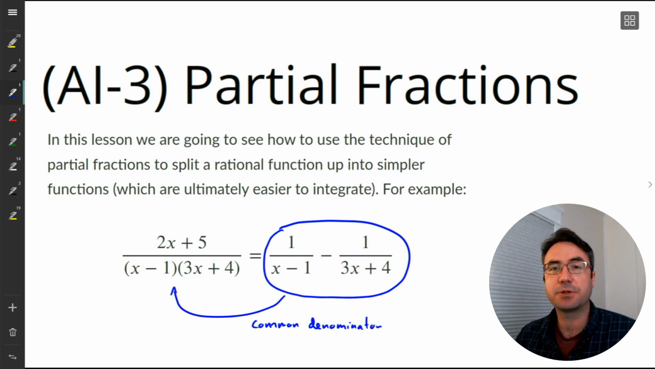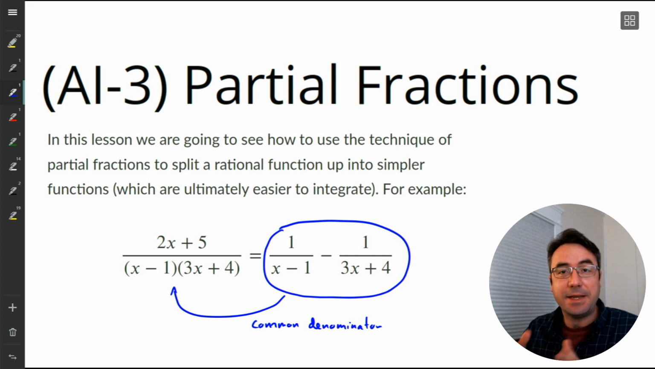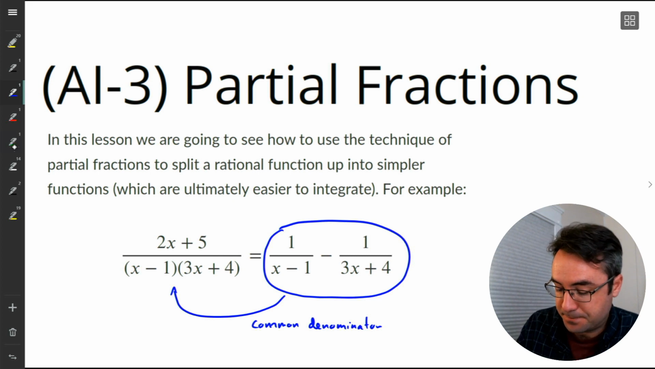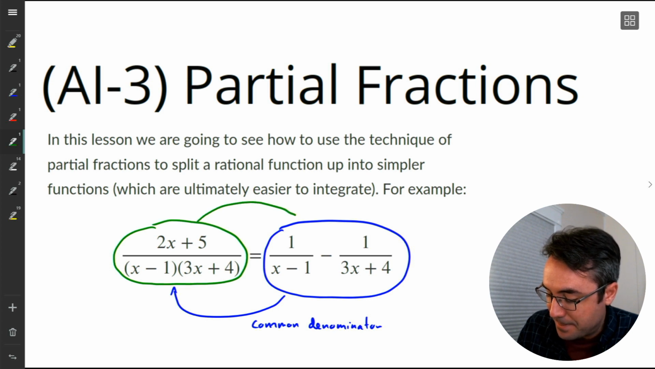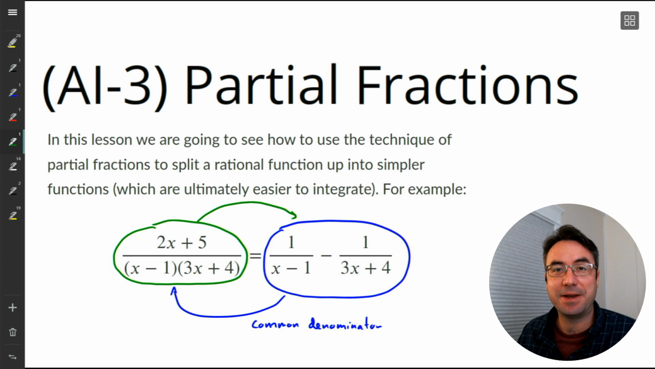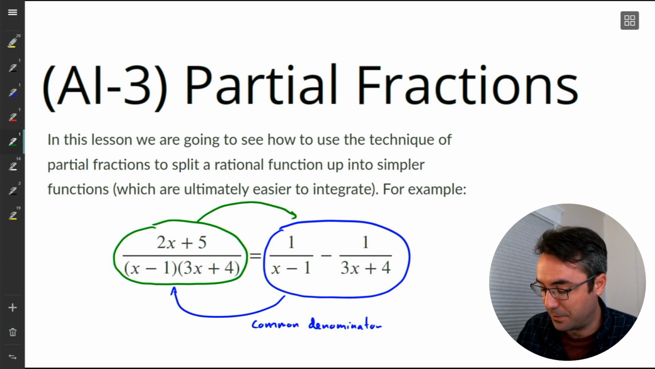What we're going to see with partial fractions is it's kind of like the opposite of that. Instead of finding a common denominator and combining the fractions, we're going to be able to factor the denominator and split up our fraction into many smaller fractions. So partial fractions is basically undoing the common denominator work that we would normally be interested in.